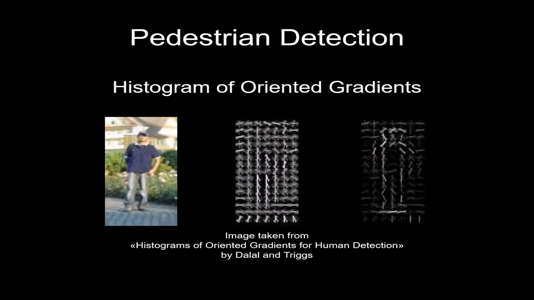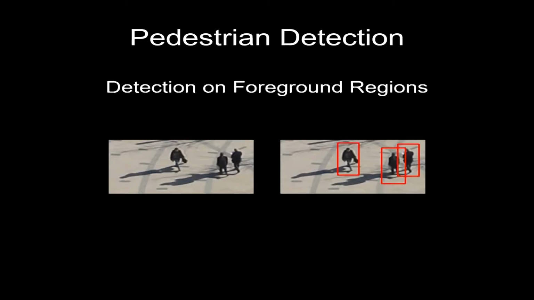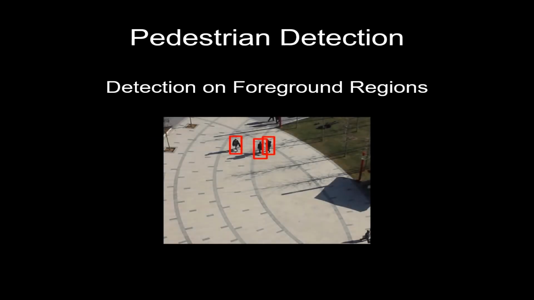In order to detect the pedestrians, we use a histogram of oriented gradient-based pedestrian detector. We use the HOG-based detector on regions containing our pedestrians. The detected agents are shown in red rectangles at each frame as they are processed.